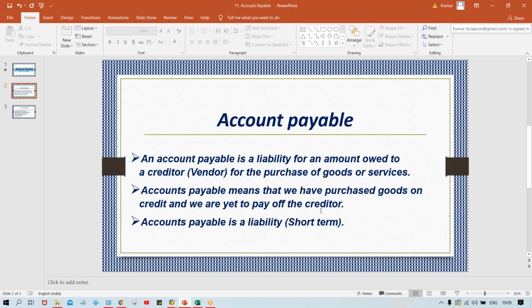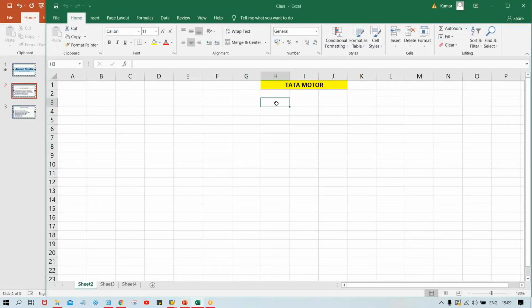So whatever payments are still due, let's suppose I have purchased goods worth 1,000 rupees from a particular vendor A. Okay, this is vendor A. From vendor B, I have purchased goods worth 4,000. From vendor C, goods worth 6,000. Likewise, we have D, let's suppose 2,500, and E again 4,000. So likewise, multiple vendors will be there.